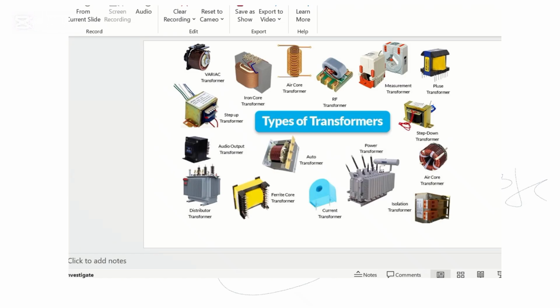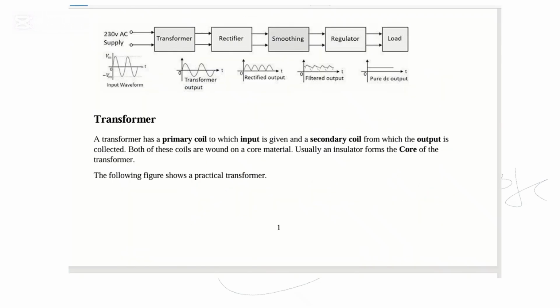So I'm sure some of us have come across this. So this is how a transformer looks like. I'm sure you have seen these ones around. Now let's go. Today I'm going to go into details. A transformer has a primary coil to which input is given and a secondary coil from which the output is collected. Both of these coils are wound on a core material, usually an insulator. Insulator forms the core of the transformer.